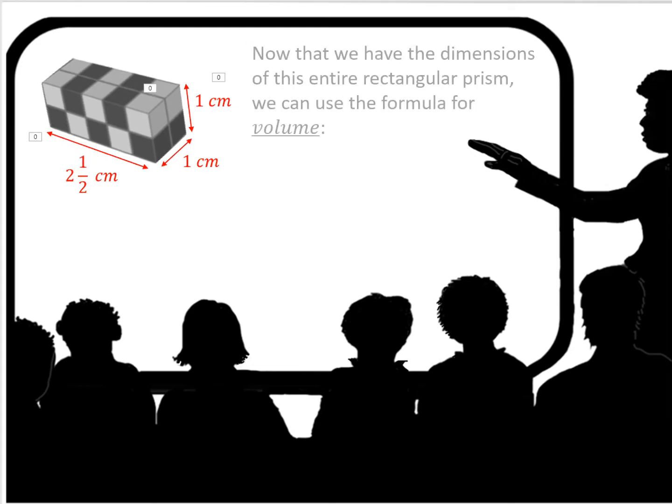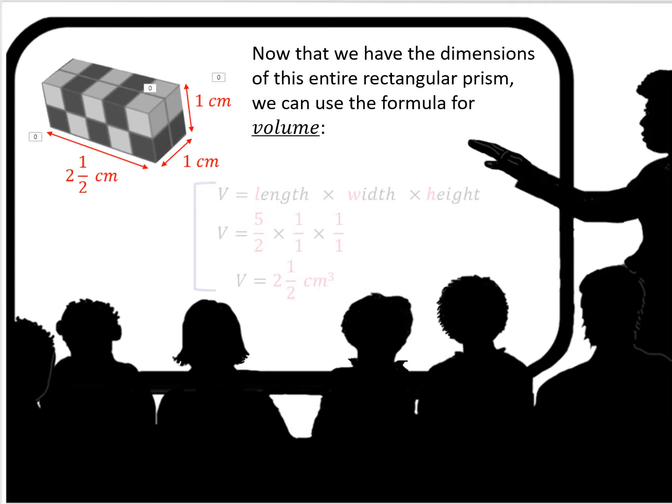Now, given those dimensions, you remember the formula for volume. Volume equals length times width times height. So we have 2.5 centimeters, which is 5/2 centimeters, times 1 over 1, which is 1 centimeter, times 1 over 1, which is 1 centimeter. And we come up with the volume as 2.5 centimeters cubed.